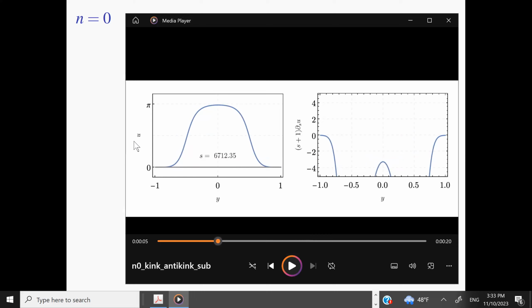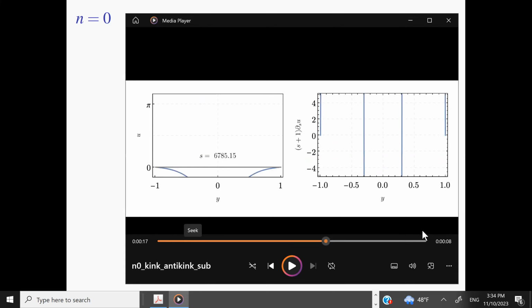Okay, maybe I stop. So on the left, you see the solution on a compactified domain. In this case, minus one corresponds to left minus infinity, and this is right plus infinity. So this is a solution, and this is the time derivative of the solution multiplied by some factor. In this case, the solution just converges asymptotically to zero. So this is the initial state, and it converges to zero.